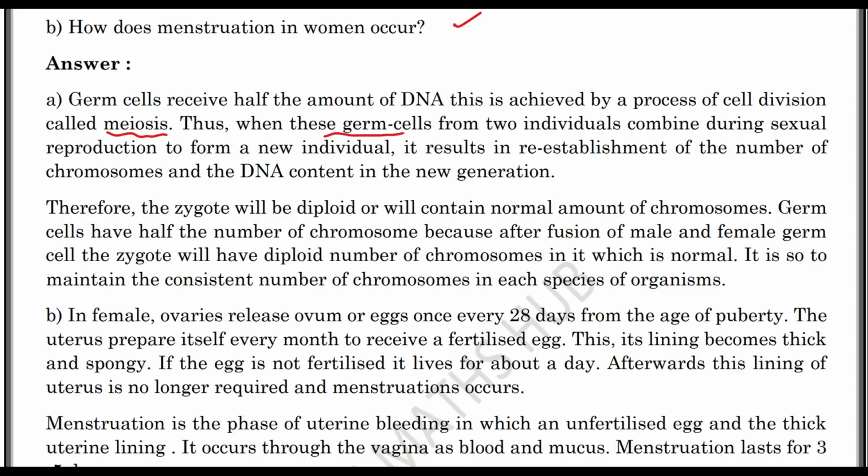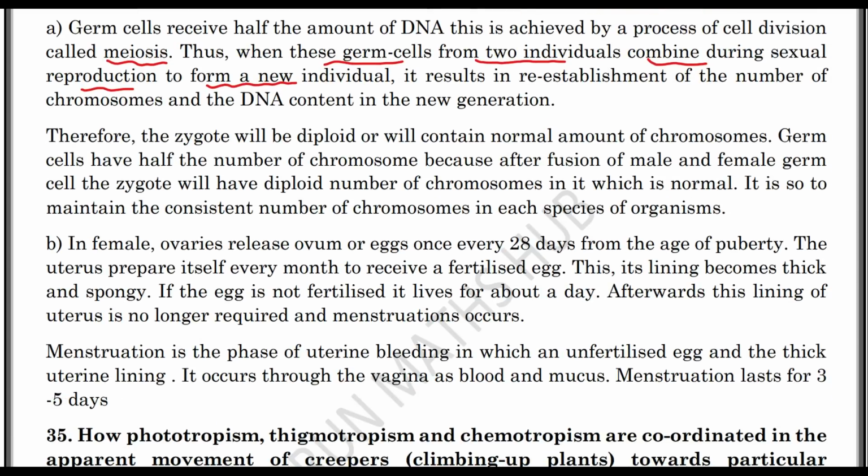Thus, when germ cells from two individuals, the father and the mother, combine during sexual reproduction to form a new individual, these two germ cells having the haploid number of chromosomes combine to form the diploid number of chromosomes. Haploid means n; from the father n, from the mother n, it combines to form the diploid number of chromosomes, which maintains the number of chromosomes in the new generation. Therefore, the zygote will be diploid and contain the normal amount of chromosomes.